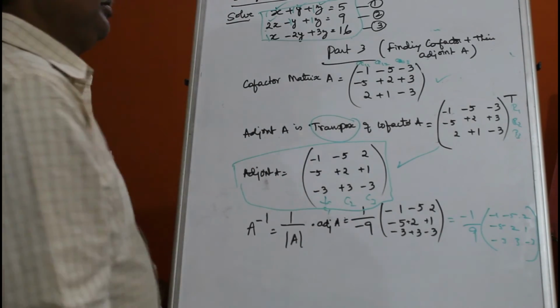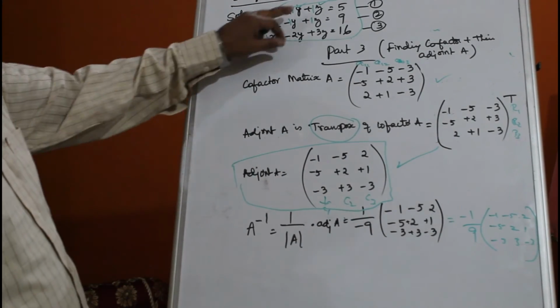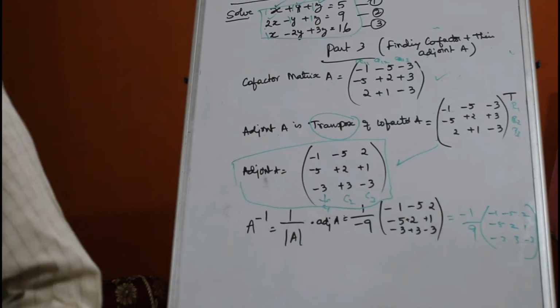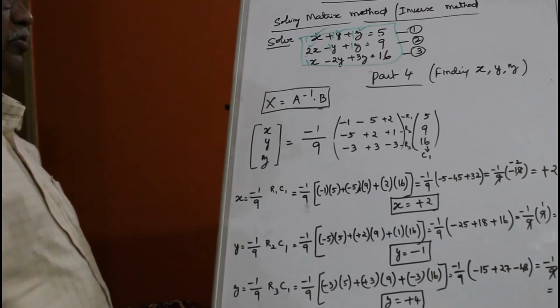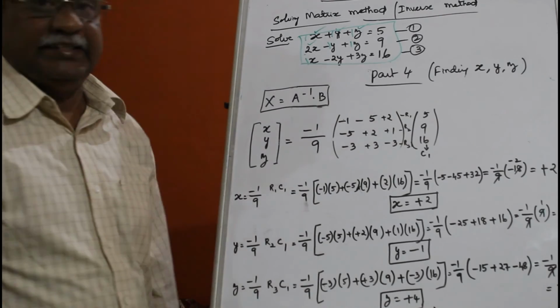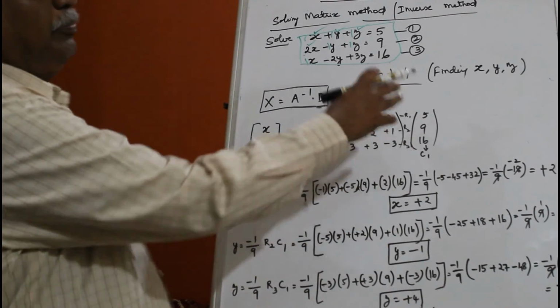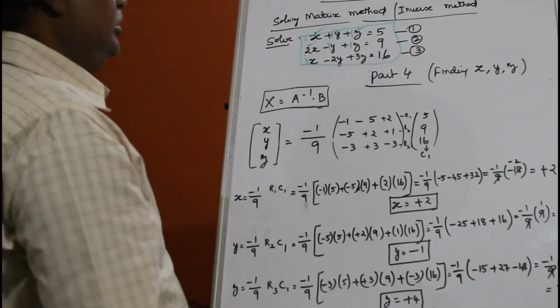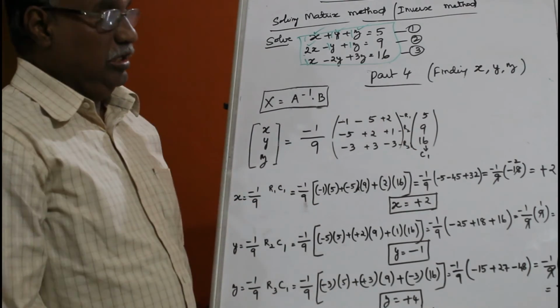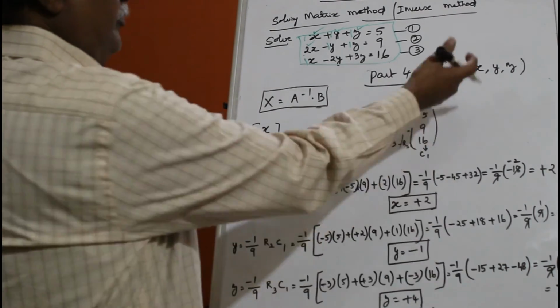And the last part, part 4, is finding the value of x, y and z. So now we have to find the unknown letters x, y and z. I said it's a lengthy process but a compulsory question. It's actually a 5 marks question. In those days they gave 10 marks and all, now it's only 5 marks.